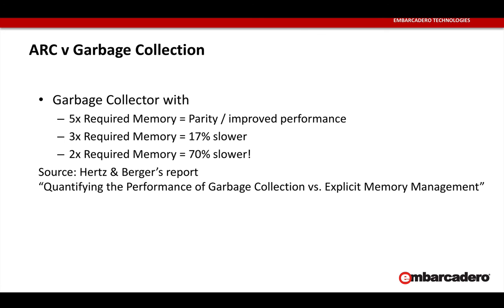When you only have 3 times the memory, the application is going to run 17% slower. That's almost like a fifth slower. But when you've only got twice the required memory, the impact of running a garbage collector is about 70%. It makes the application 70% slower. A big part of that is, when you're short of memory and you're running a garbage collector, it can start forcing things to page in and out of disk.